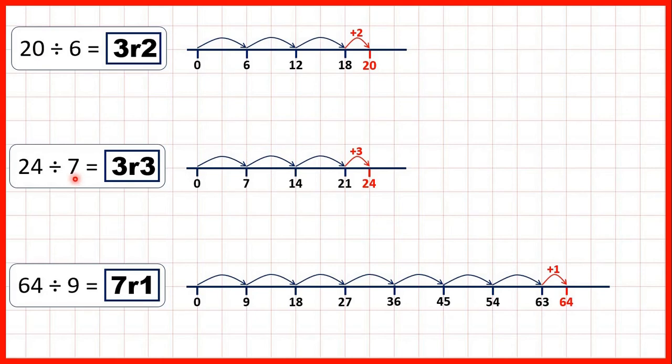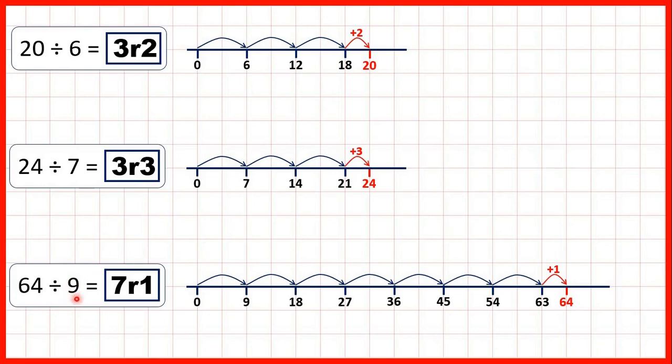For this question here, we needed to think of a number in the 7 times table that's as close to 24 as possible, but not more than 24. That's 21, and 3 times 7 is 21, so we write a 3 before the remainder. But 3 times 7 is 21, and we need to count on 3 or add 3 to 21 to get to 24. So that's why our remainder is 3.